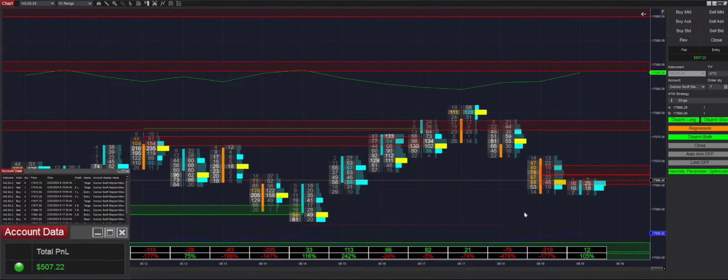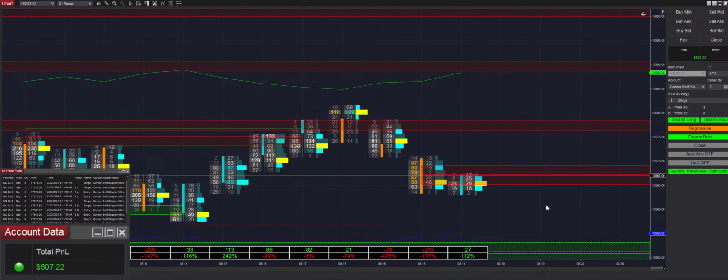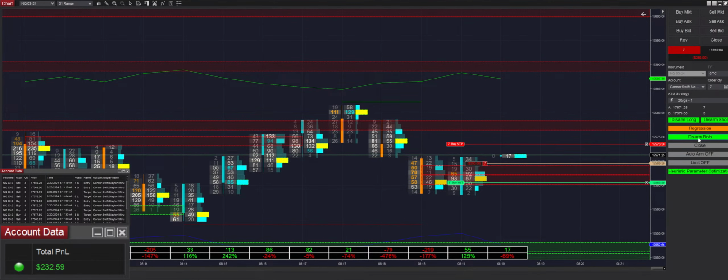Got a huge block of imbalances there. We ended up getting the formation of two new derived zones. Just got filled short there. We are still in regression mode at this point.